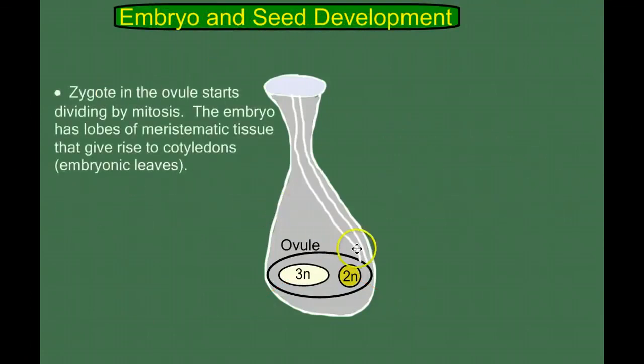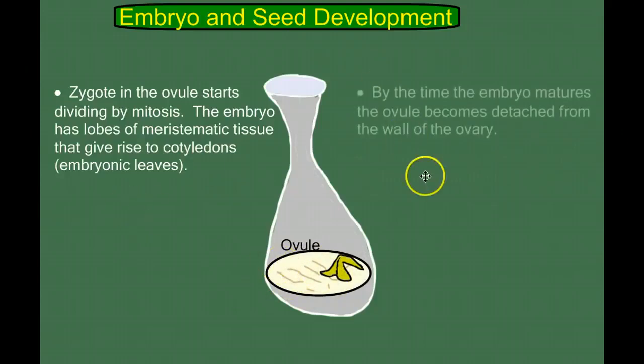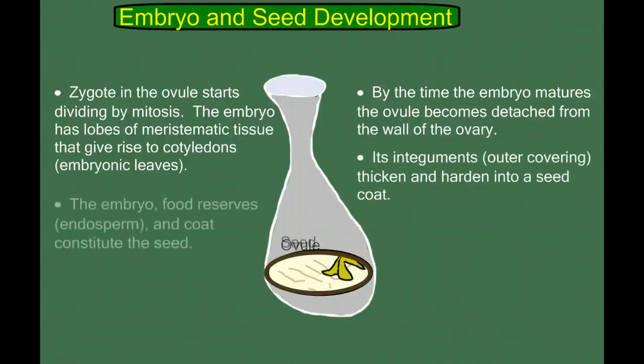The zygote in the ovule starts dividing by mitosis, and the embryo has lobes of meristematic tissue called cotyledons. So we'll let the embryo start to grow. The nutritive tissue around it, the endosperm, is triploid. By the time the embryo matures, the ovule becomes detached from the wall of the ovary. Its integuments start to thicken, forming the outer seed coat. So the ovule is becoming the seed. The embryo, the endosperm, the nutritive tissue surrounding it, and the seed coat constitute the seed. So the ovule was inside the ovary, and the ovule becomes the seed.